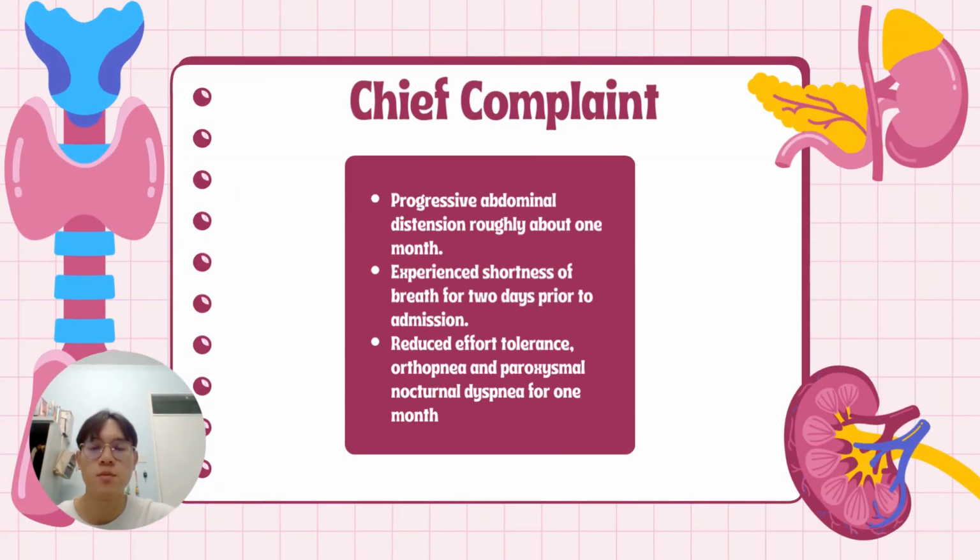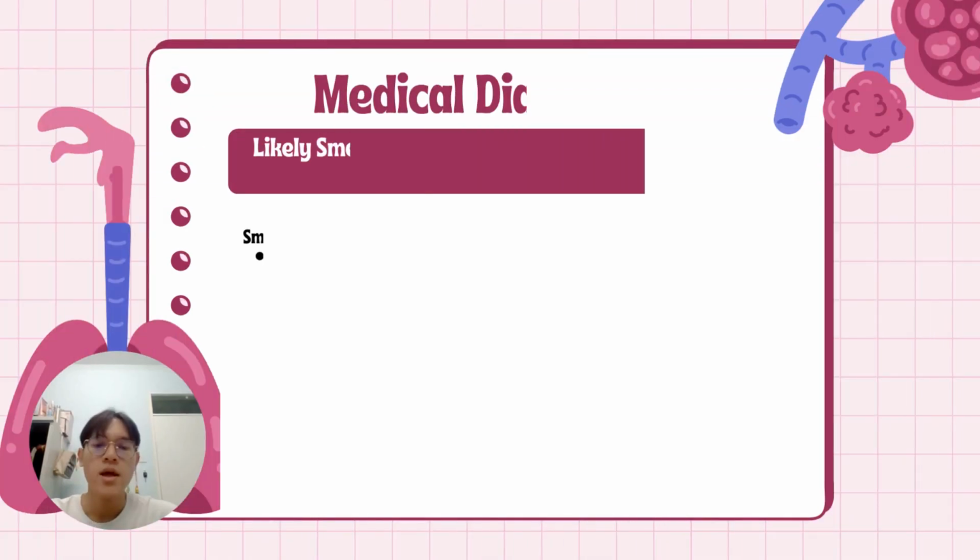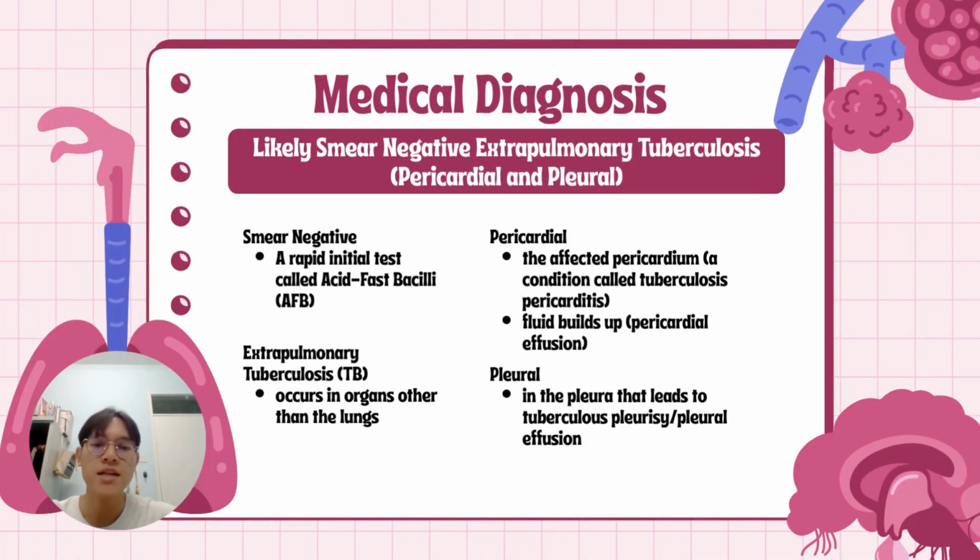And what are the chief complaints? Well, she had a progressive abdominal distension, roughly about 1 month. She also experienced shortness of breath for 2 days prior to admission. And she also has a reduced effort tolerance, orthopnea, and paroxysmal nocturnal dyspnea for 1 month. And now the medical diagnosis has been stated early in this presentation slide.